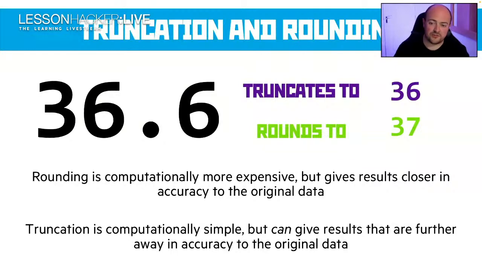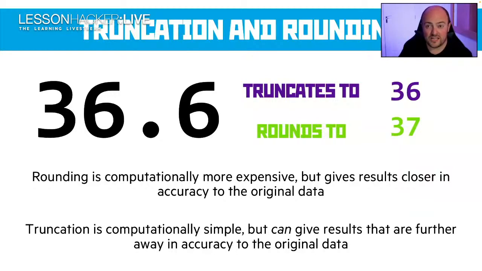They also like asking you about truncation and rounding, the difference. Truncation is where we basically just drop the decimal. Rounding is where we actually round it to see what's better. Now, rounding is computationally expensive. It takes a while to work out. Truncation is very computationally simple. But the problem is, in this example here, if we truncate 36.6, it's going to take us barely any time, but it's going to give us an answer of 36. If we round it, it's going to give us 37. Rounding is certainly more accurate, but it's going to take us longer to get to.